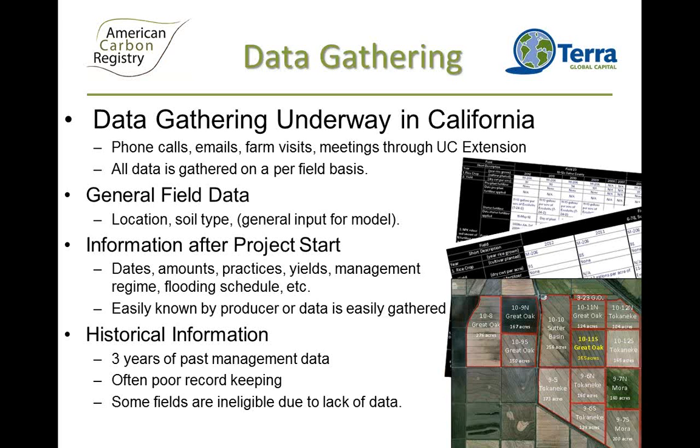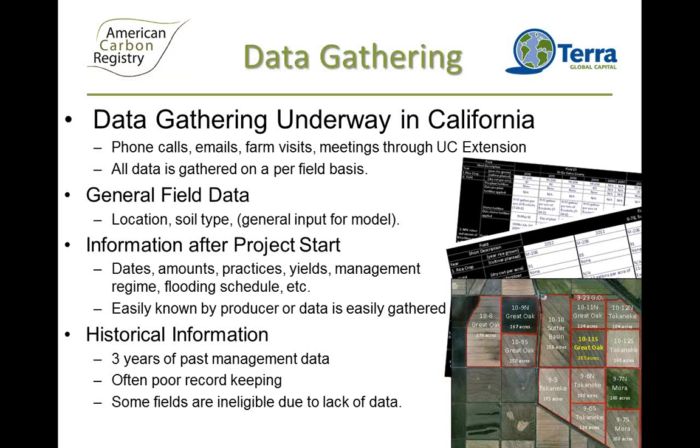The second pool of data is information after project start, or current data. And that's all the dates, amounts, practices, yields, management regime, flooding schedule, etc. And these are easily known by the producer. The data is usually easily gathered or known off the top of their head. They have notes from this year's practices. So I can sit with the farmer after the harvest or during the harvest and talk about practices that have been used, and then at the end of the season, I can make sure that we can verify that everything was carried out, and that's pretty much easily gathered.